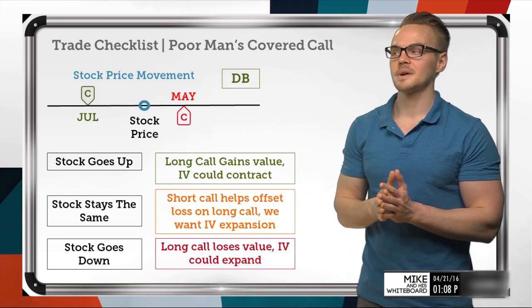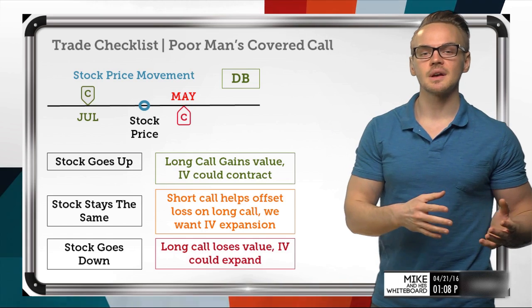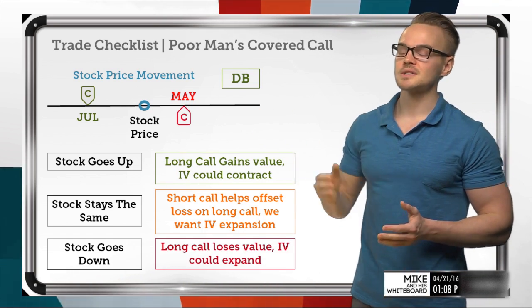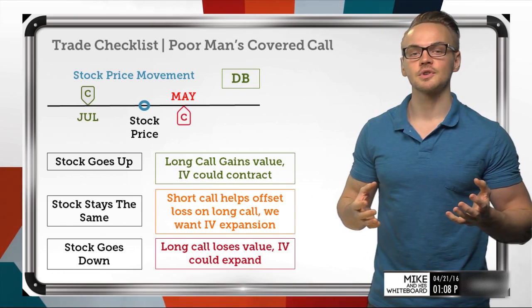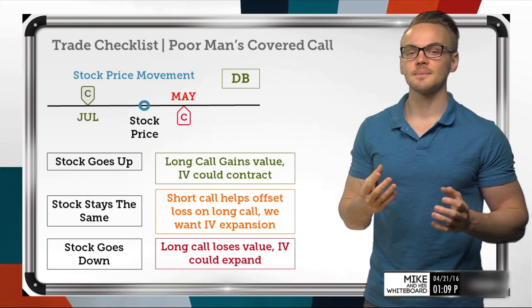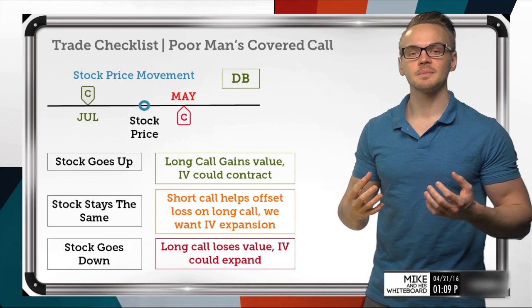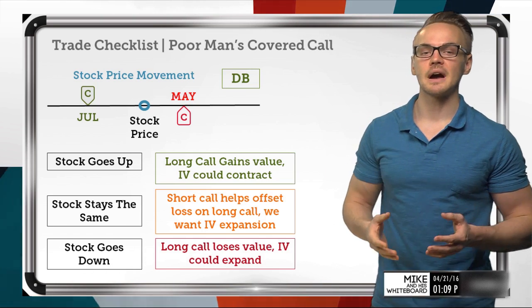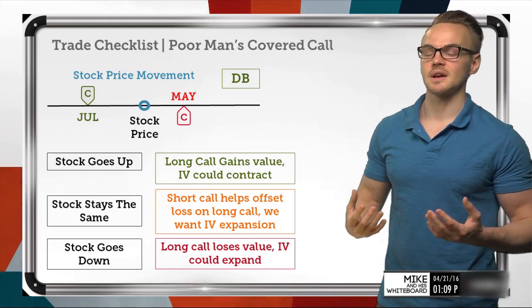So when we compare a poor man's covered call to a poor man's covered put, the directional assumption and the implied volatility expansion will work hand in hand together, whereas with a poor man's covered call, they work as more of a hedge against each other. So if we're directionally wrong with a poor man's covered call, we should see implied volatility increase a little bit, which should help us with those losses. And if we are directionally right, we're usually going to see implied volatility contract a little bit, which could hinder those profits a bit, but it's still going to be profitable in the end.